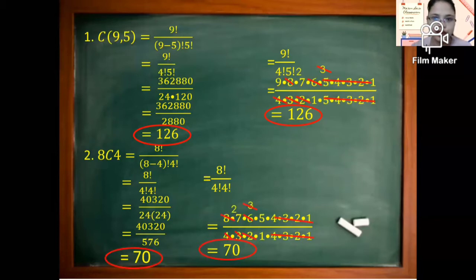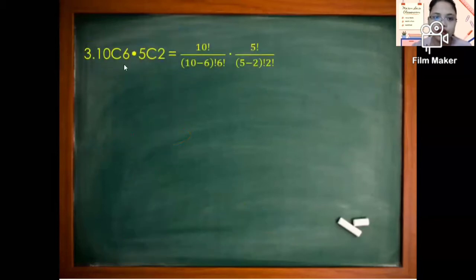Let's have example number 3. What if we have this? Combination of 10 taken 6 times combination of 5 taken 2. So, ang gagawin mo lang po, ganong process pa rin. Kaya lang, you need to multiply the answer for each combination. Kung ano yung naging sagot mo dito, multiply mo naman siya sa naging combination nito. So, apply natin yung formula. So, we have now for the first combination, combination of 10 taken 6. So, that is now 10 factorial over 10 minus 6 factorial, 6 factorial times 5 factorial taken 2.